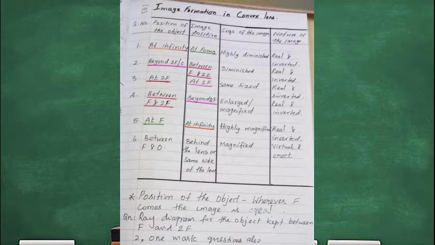The next comes at 2F. Then the image position is also at 2F. Then what is the size of the image? Same sized. Then the nature of the image is real and inverted.